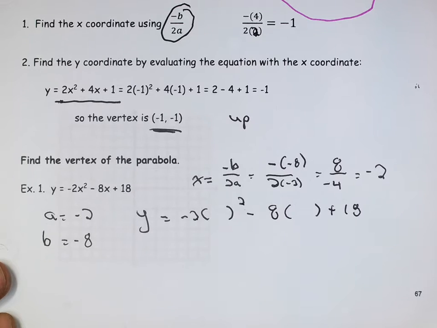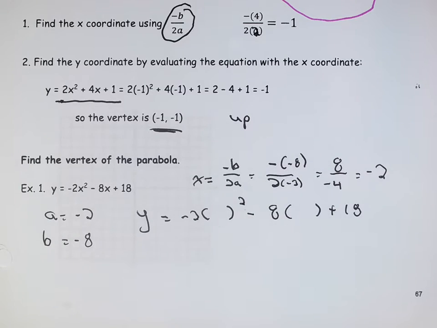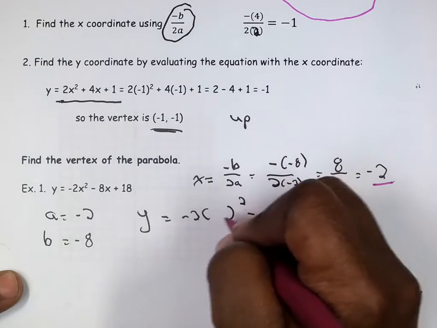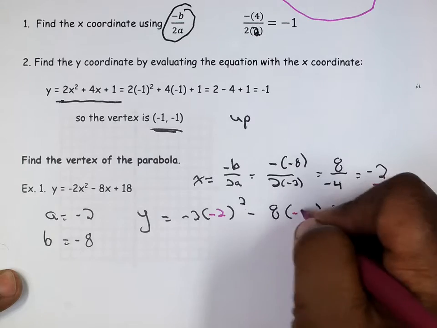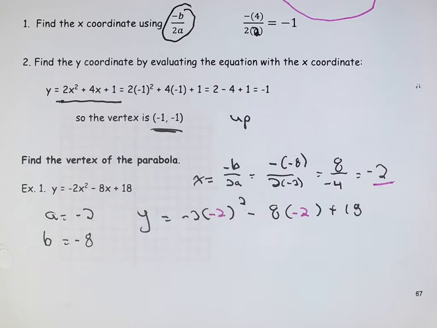So I just rewrote the equation, but wherever I saw an x, I put parentheses. And now I'm going to go back. Since I know the x is equal to negative 2, that's what's going to go in each of those parentheses.